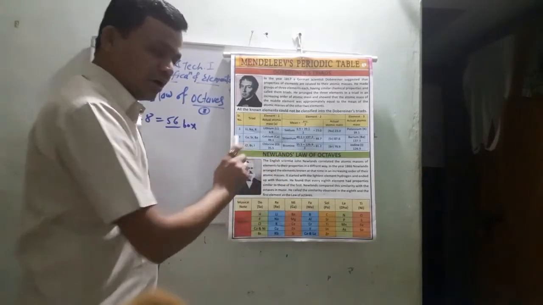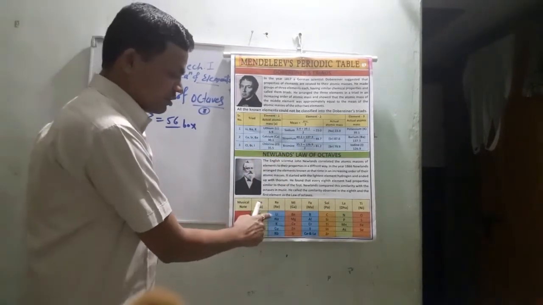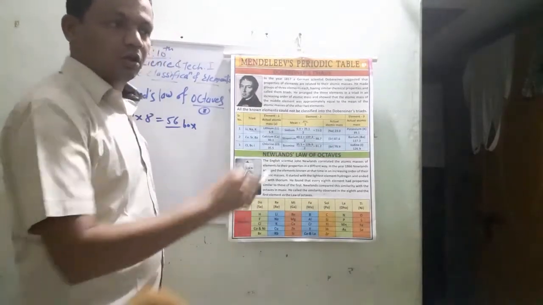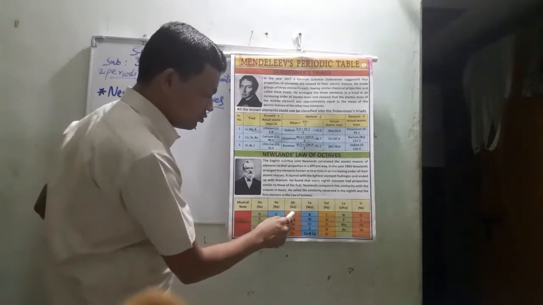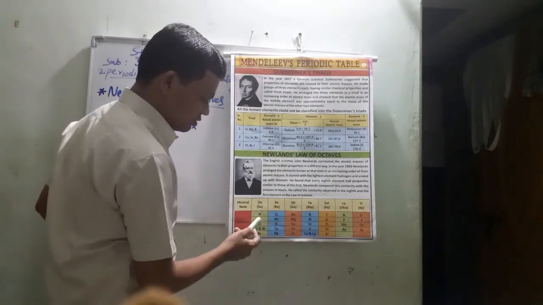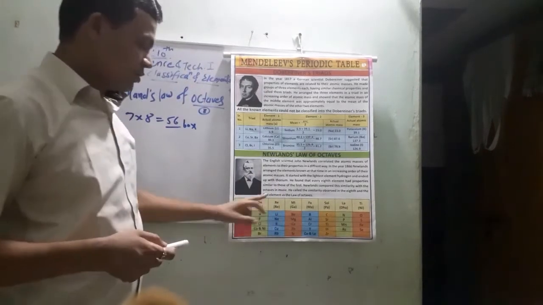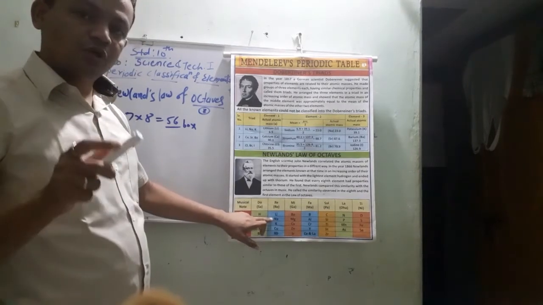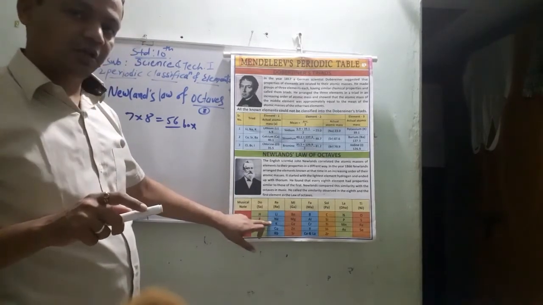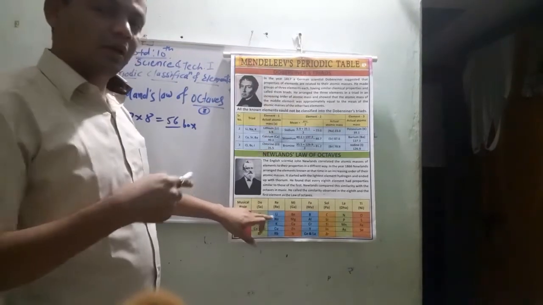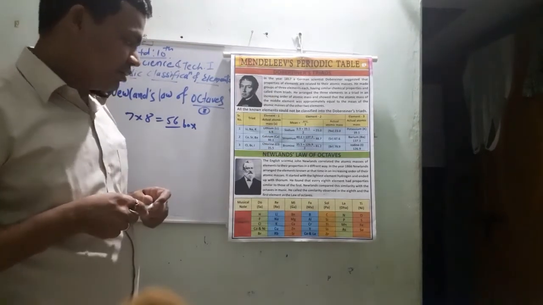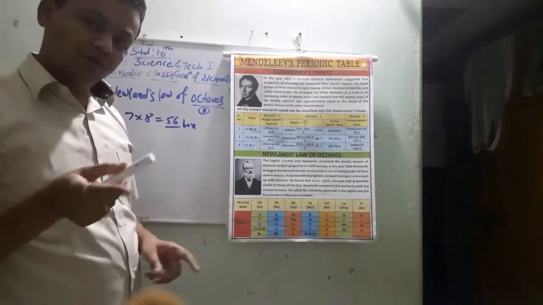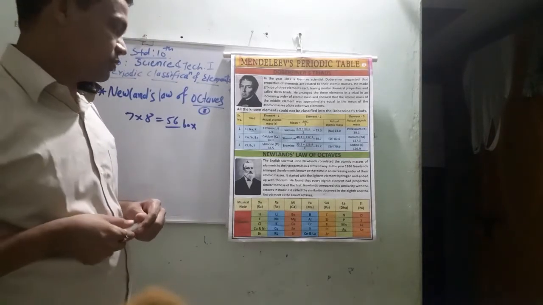Now here he arranged the elements in this way in tabular format having rows and columns. He started with hydrogen. See here is lithium, and from lithium you have to count the 8th element, that is 1 2 3 4 5 6 7 8. Which element comes here? Sodium. That is, sodium has a similar property. Sodium has similar properties to those of lithium, that is, both lithium and sodium have the same properties.